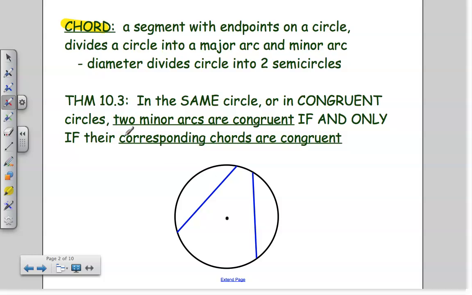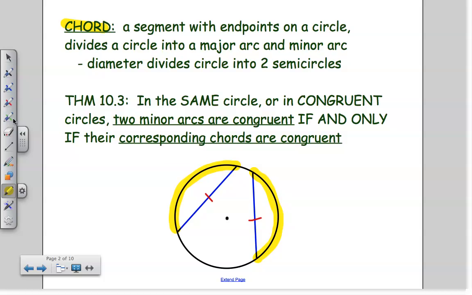And this first theorem says that in the same circle, or if you have two congruent circles, two minor arcs are congruent if and only if their corresponding chords are congruent. So if and only if, remember, works both ways. So if I knew that these two blue chords were congruent and they were marked with tick marks, that means that their minor arcs are congruent as well. So then I would know that these two arcs have the same measure and the same length.